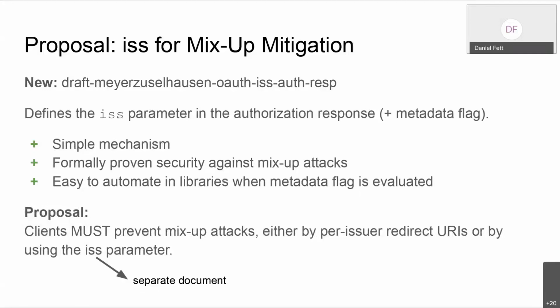Because, of course, if the attacker could intercept that authorization response, then the attacker wouldn't need to do the mix-up attack in the first place. So if you do mix-up, you know that the authorization response comes from the honest AS. So it's not tampered with, and the ISS parameter is the original one.